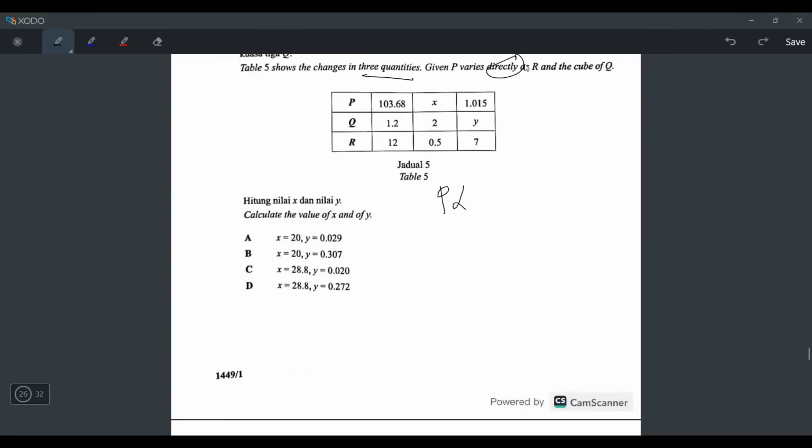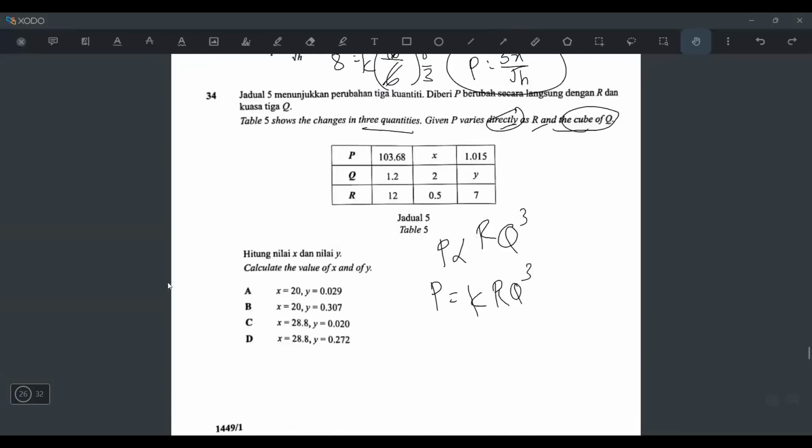So atas dengan atas because directly, right? So R letak atas and the cube of Q. So directly as R and also directly as cube of Q. So Q cube. Both letak atas because both direct. And then calculate the value of X and Y. Jangan tengok table ni dulu. You kena buat step number 2, which is changing this to equation. But when you change to equation, kena tambah K.